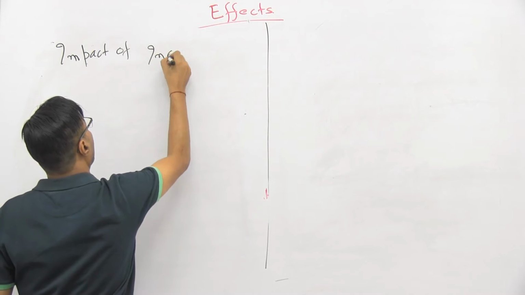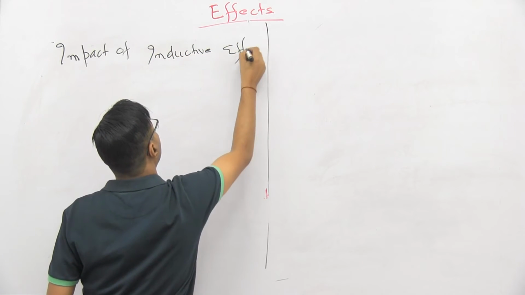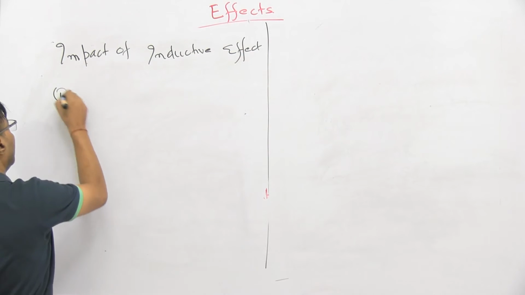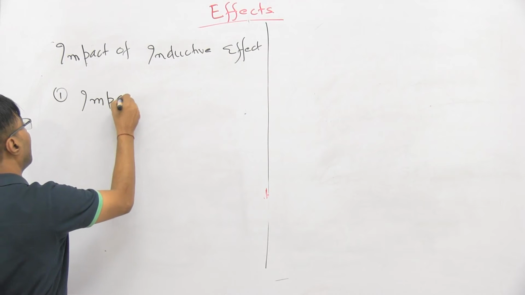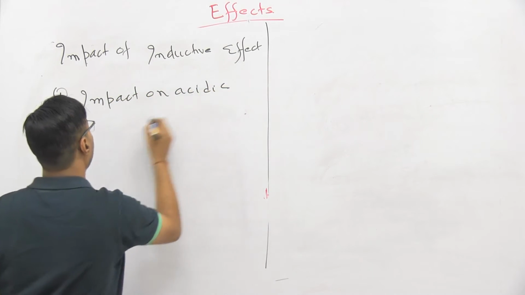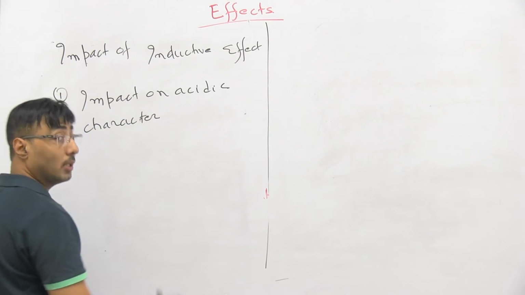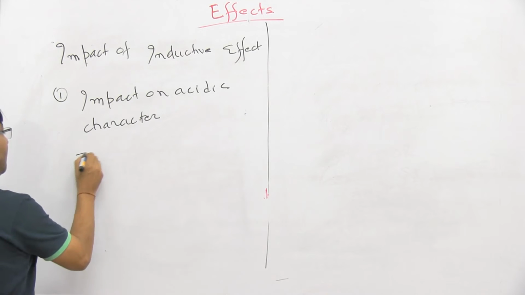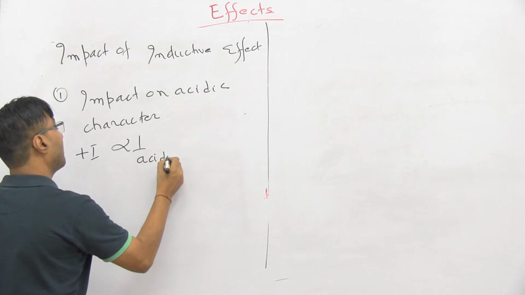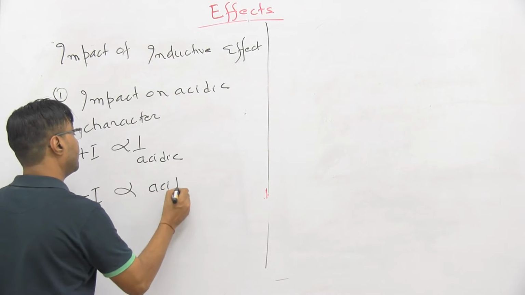Inductive effect. Impact of inductive effect. First thing is impact on acidic character. In shortcut, plus I effect is inversely proportional to acidic character. Minus I effect is directly proportional to acidic character.